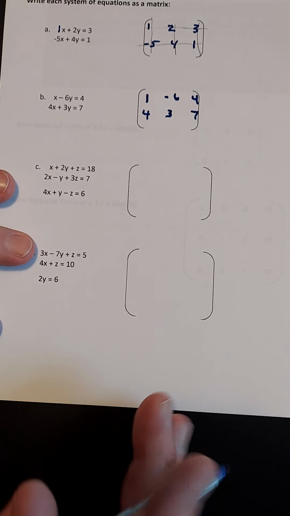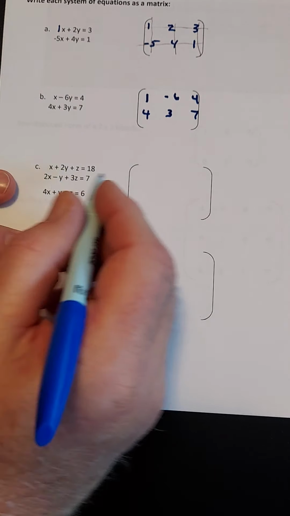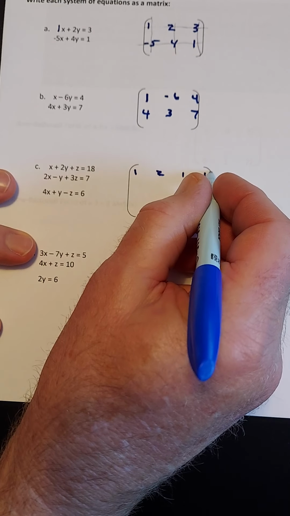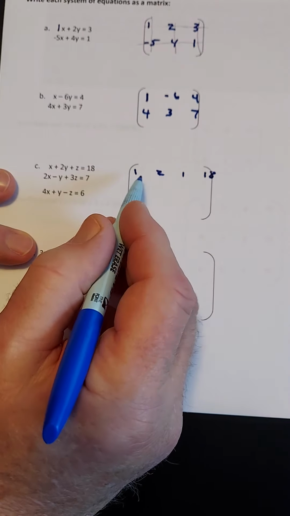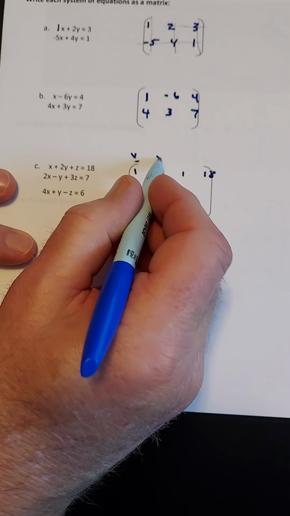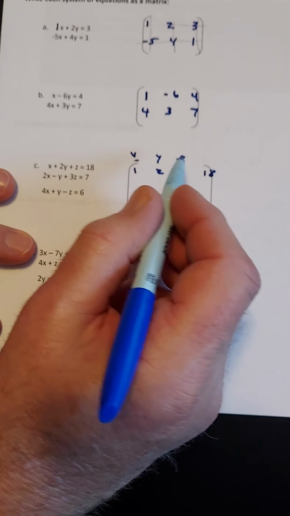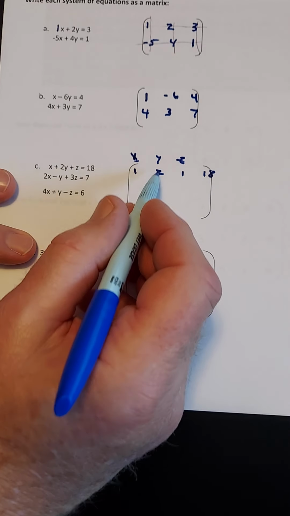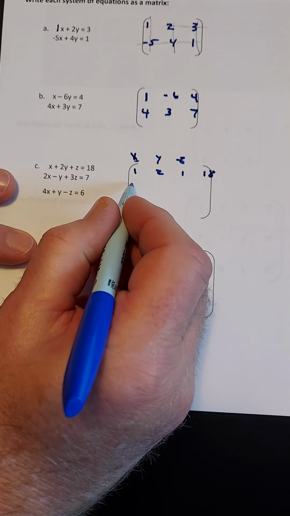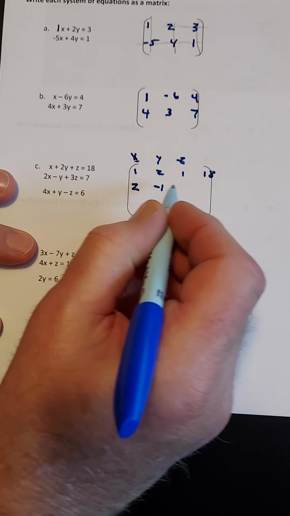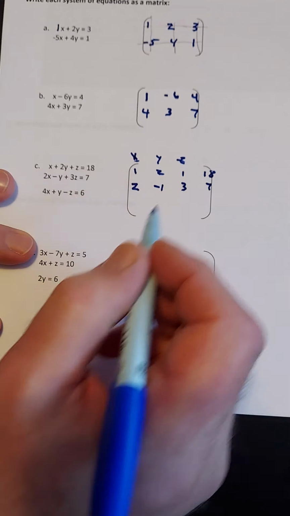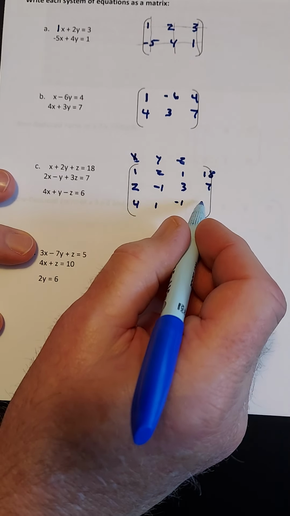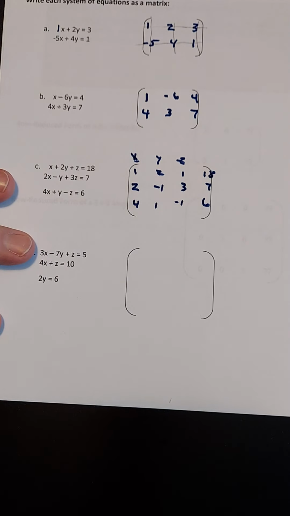Okay, here's a 3 by 3. So I got a 1, a 2, a 1, and I finished with an 18. So as it works out, basically you've got an X column, a Y column, and a Z column. The X coefficient, the Y coefficient, the Z coefficient. Second row is going to be 2, -1, 3, and 7. And on the bottom you got 4, 1, -1, and 6.